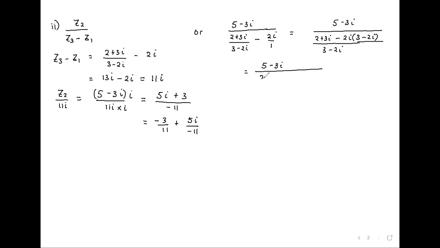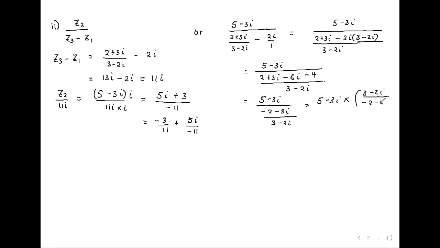And then this is giving us 5 minus 3i over 2 plus 3i minus 6i. The negative times negative, positive. i times i, negative. So you get minus 4. And then over 3 minus 2i. Giving us 5 minus 3i over negative 2 minus 3i over 3 minus 2i. If we change this now to 5 minus 3i multiplied by, we'll switch the denominator, it becomes 3 minus 2i over negative 2 minus 3i.